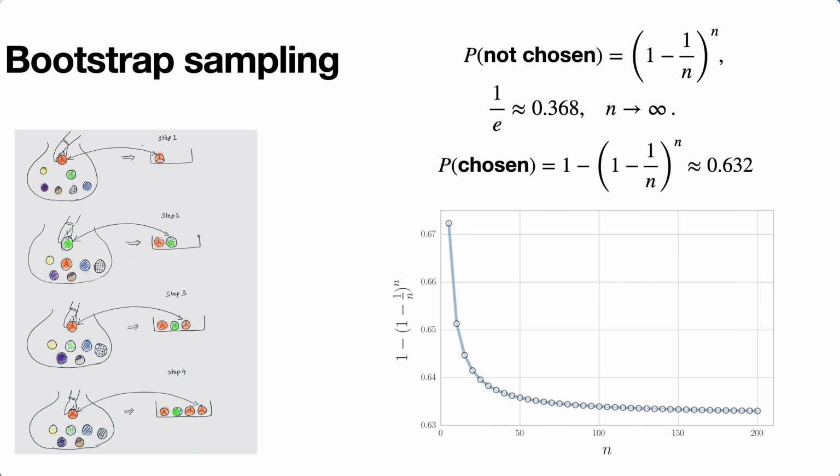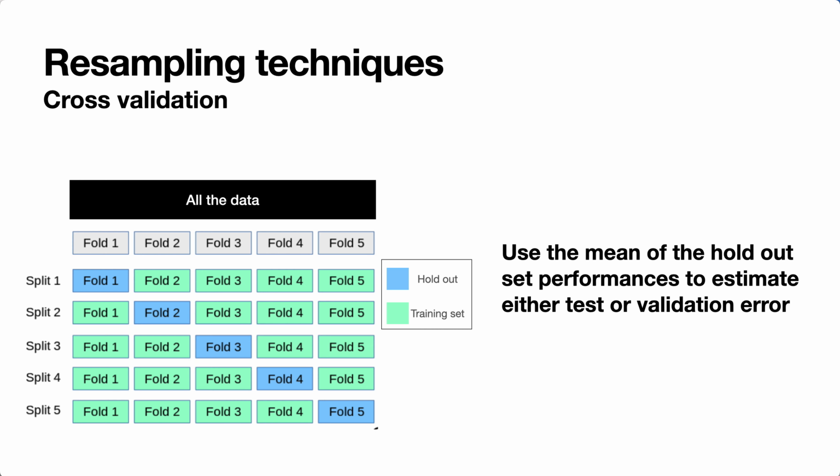So obviously the probability of being chosen is 1 minus 0.368. Okay? And so as n gets bigger, this asymptotically approaches that 0.632, the probability of any one given data sample being in there. Okay, this stuff becomes much more important when we talk about ensemble learning and random forests, setting you up for that. Okay, but this is important today.